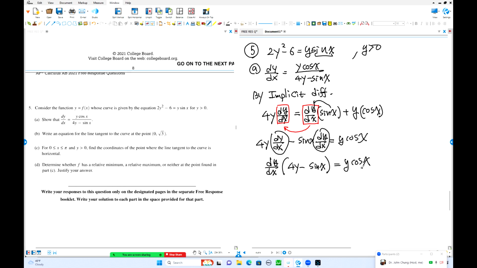After that, now you have only one dy dx. You can divide both sides by 4y minus sine x. So dy dx equals exactly this: y cosine x over 4y minus sine x. Okay, we have shown that. Part A is okay, right?